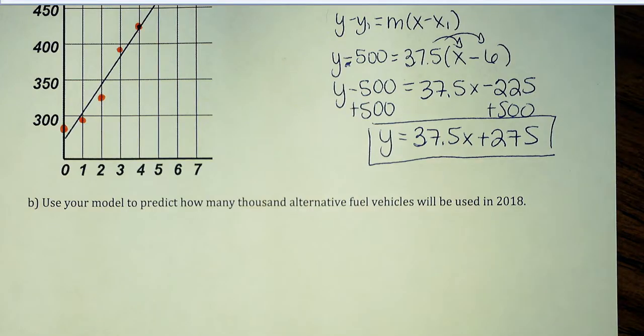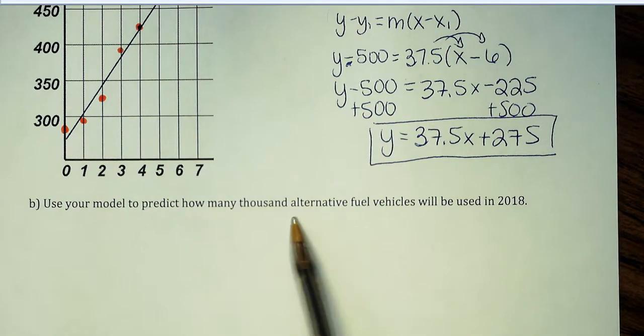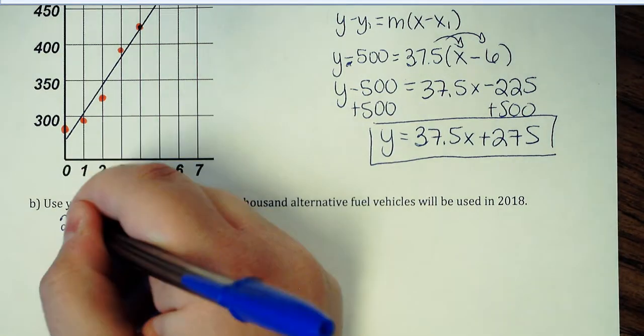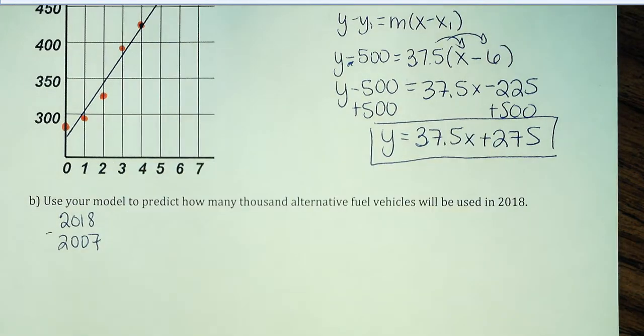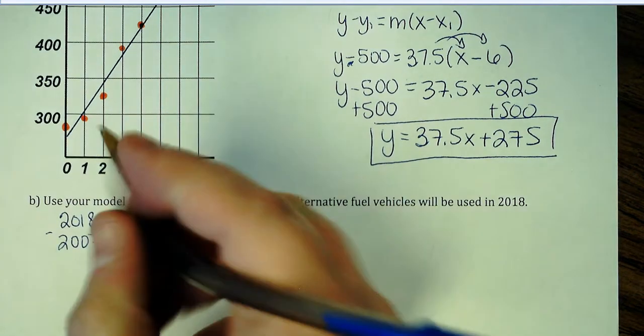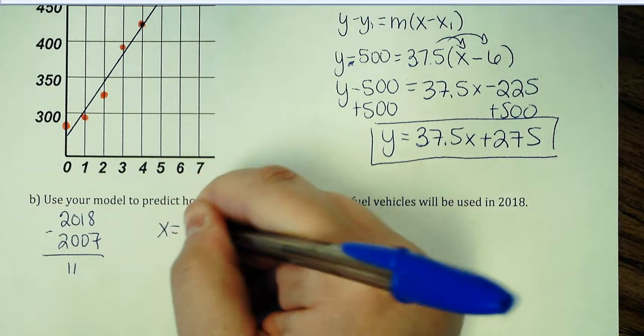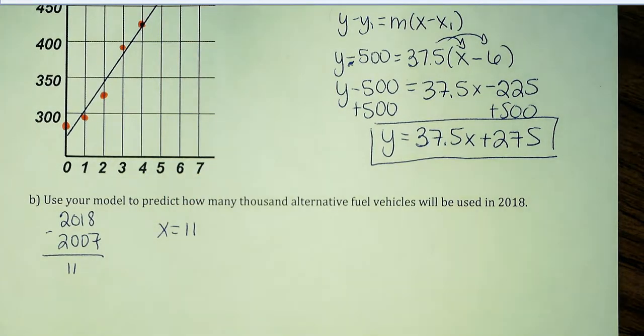Once I've written the equation of the line, sometimes these questions will ask you to use your model to predict something. And so this says use your model to predict how many thousand alternative fuel vehicles will be used in 2018. Now, since the premise of my problem said that the x values were years after 2007, what I want to do is 2018 minus 2007, and that's going to give me 11. And so 2018 is 11 years after 2007, so that's what you want to use as your x value.